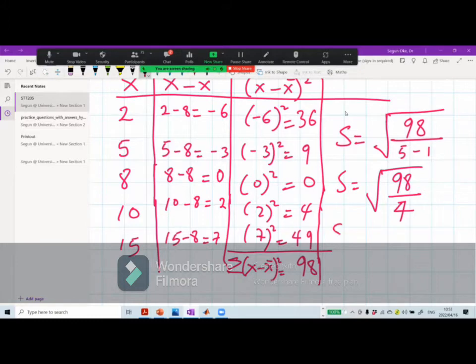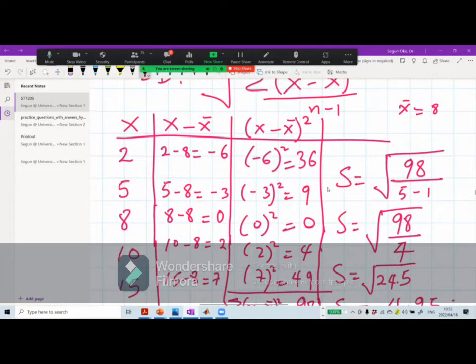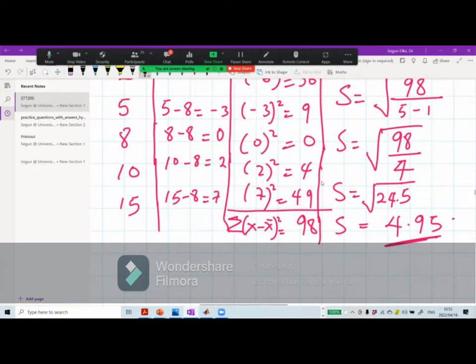98 divided by 4 is what? Anybody? 24.5. Then our s, the square root of 24.5, is 4.95. So that is the standard deviation.